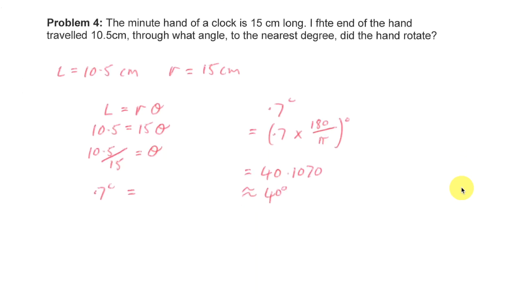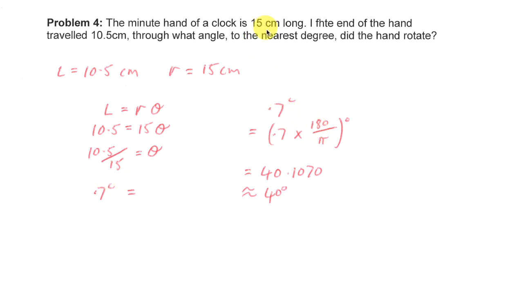All right, a little bit of an application of that rule. The minute hand of a clock is 15 centimetres long. If the end of the hand travelled 10.5 centimetres, that's the arc length given to us. Through what angle to the nearest degree did the hand rotate? So the arc length is 10.5, R is 15 centimetres, and the angle swept is unknown, but that angle will be in radians. So L equals R times theta, sub in the knowns, and we work out that theta is equal to 0.7 radians.